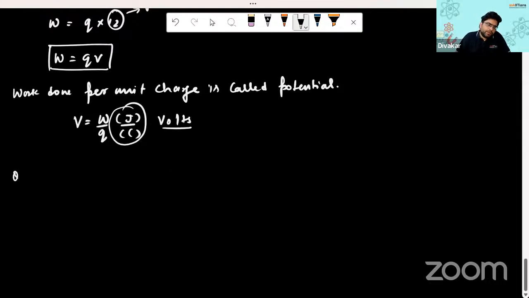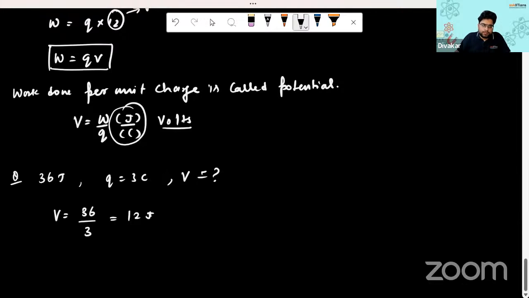So the unit of potential is volts. If I take up a question that the battery is capable of doing 36 joule of work on 3 coulomb of charge, then what is the potential? It's a piece of cake, sir. You will say this is 36, which is the work done, divided by charge, which is 3. So this will become 12 volts.